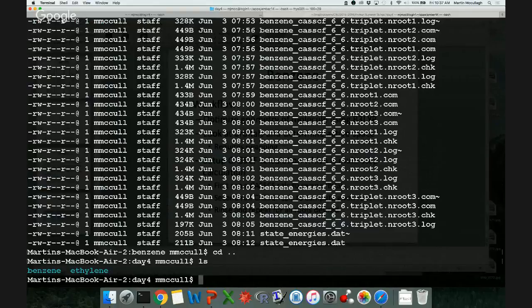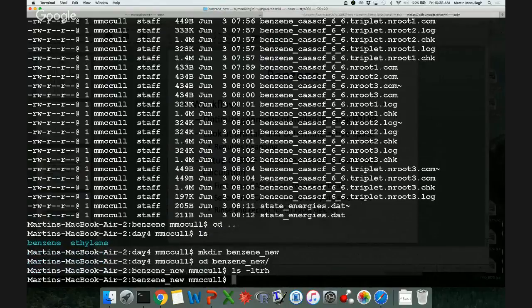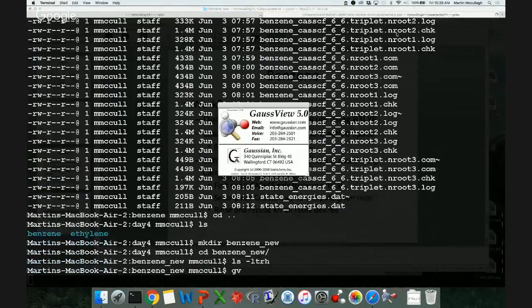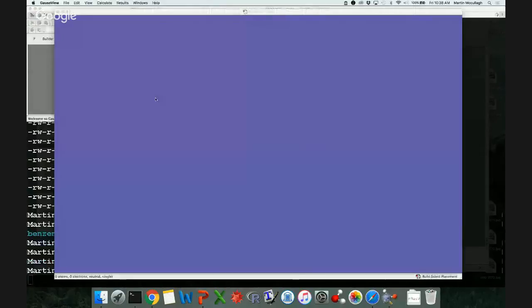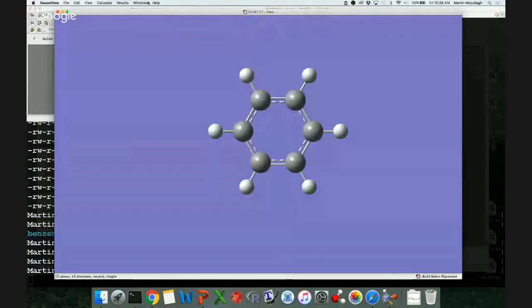And then we can go back and look at the output from the files I've already run. So make a directory, benzene new, for example. Go into this folder, there's nothing in there. Gauss View. Okay, and then you just create benzene.